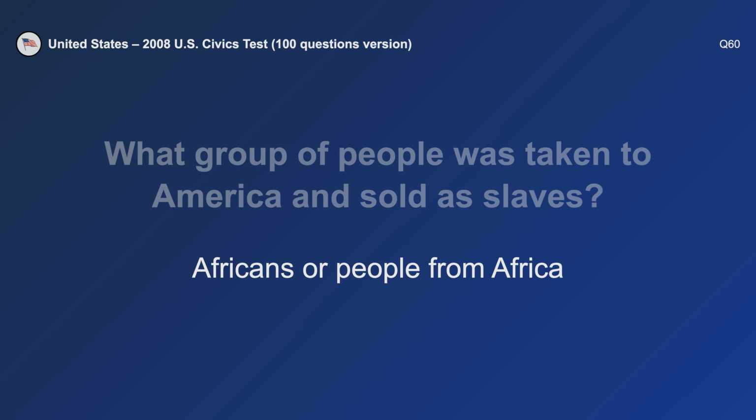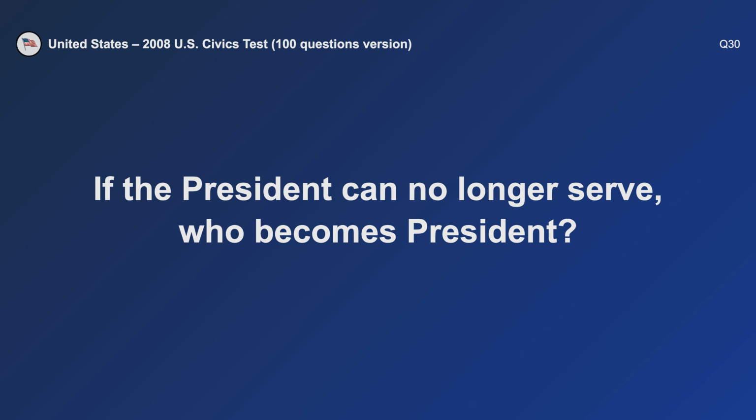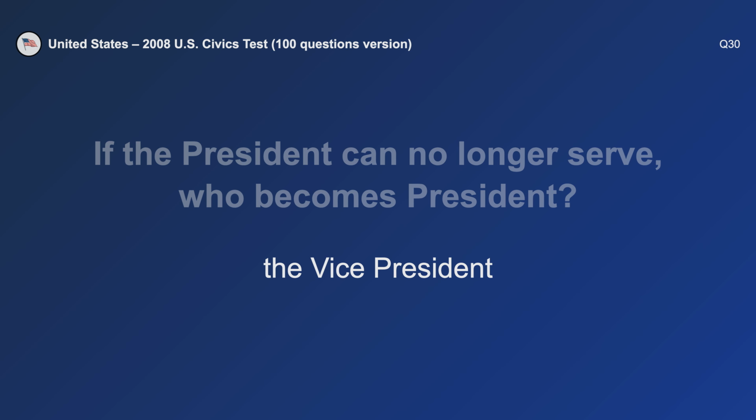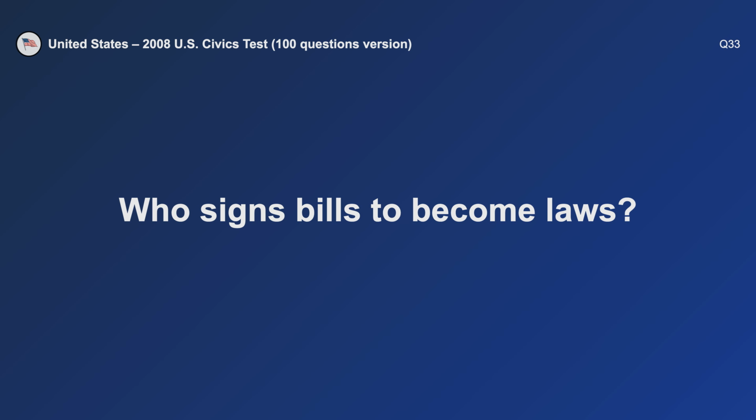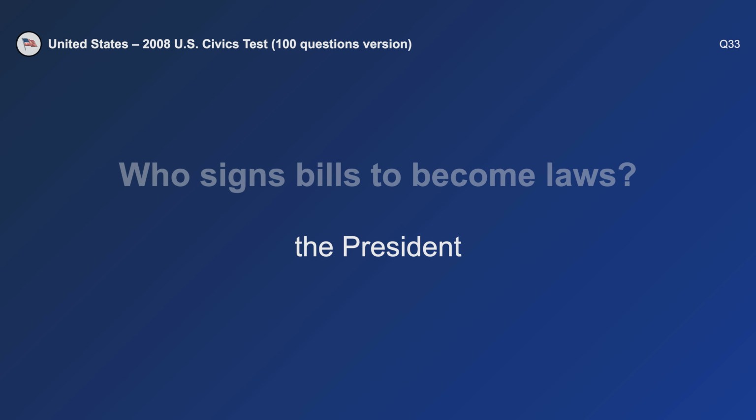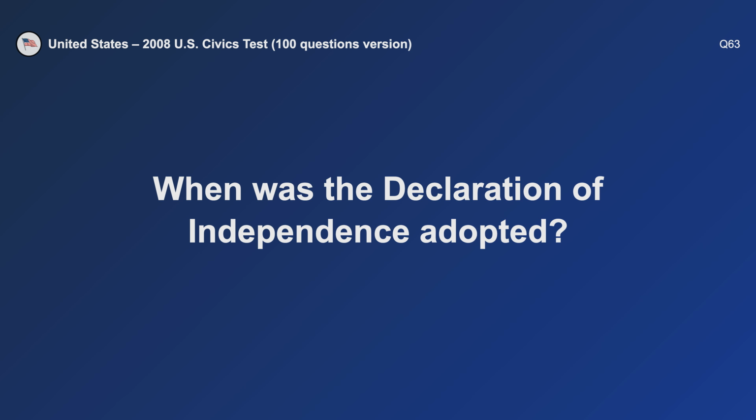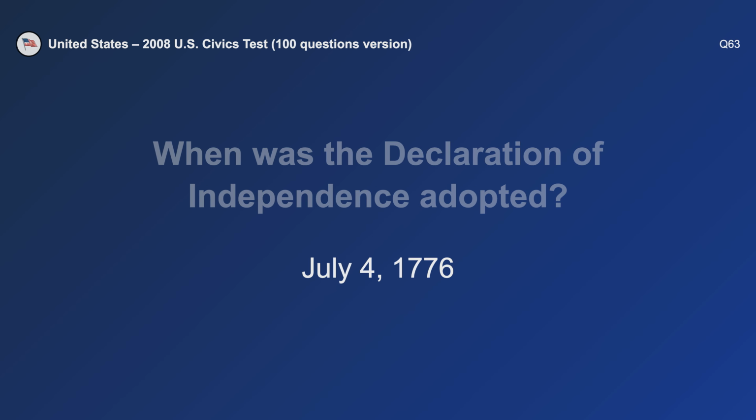Africans. If the president can no longer serve, who becomes president? The vice president. Who signs bills to become laws? The president. When was the Declaration of Independence adopted? July 4th, 1776.